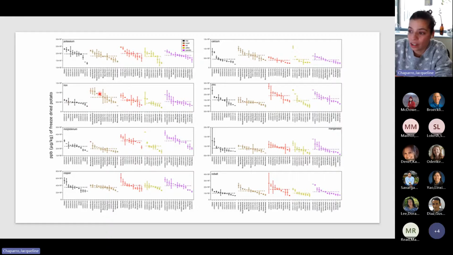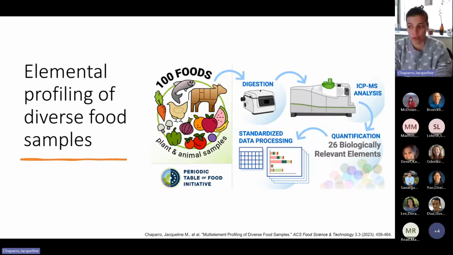And like iron, and we have a lot of russets in iron, which we saw in the PCA in terms of correlation. And so that's something else. So using ICP-MS, we were able to see the variation of elements of importance, both toxic and of health, and how they vary throughout. We also did an analysis of elemental profiling of diverse food samples.